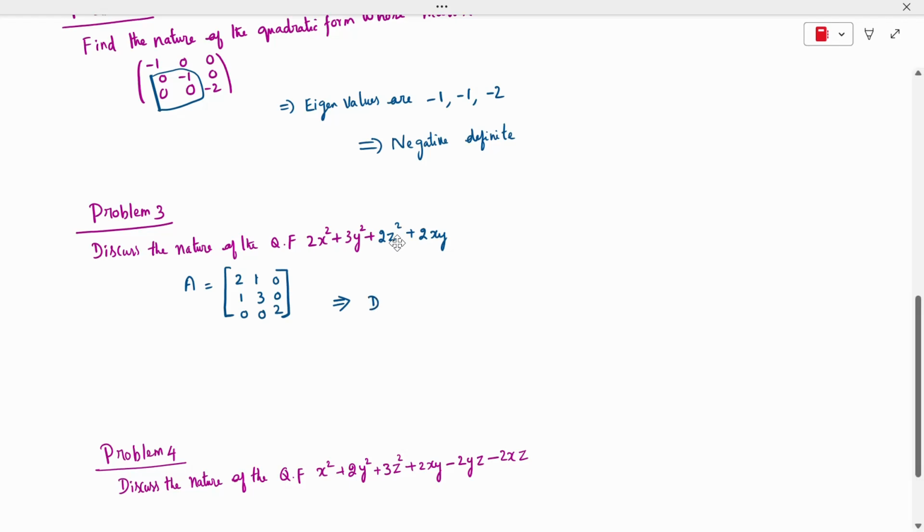So D1 you can calculate from this. D1 is nothing but 2. D2 we need to calculate. D2 is nothing but the first 2 cross 2 determinant, 1, 3. So when I calculate, 6 minus 1, 5. Same with D3, you calculate. D3 is nothing but the whole determinant. If using a calculator you can calculate it. So I'm getting 10. So all three values D1, D2 and D3 are positive. All three values are positive means it is positive definite.